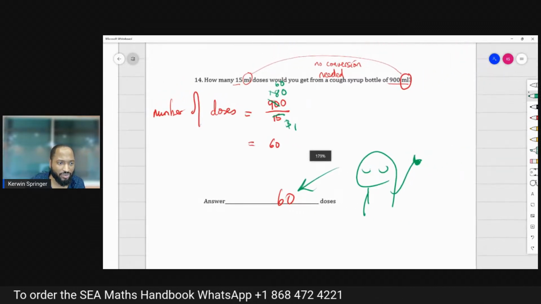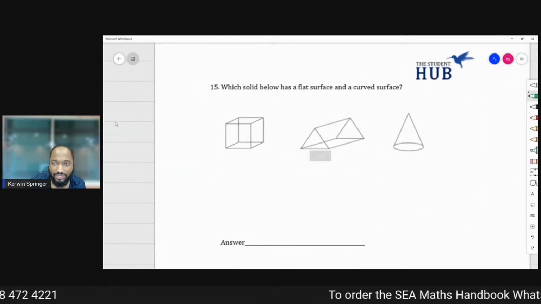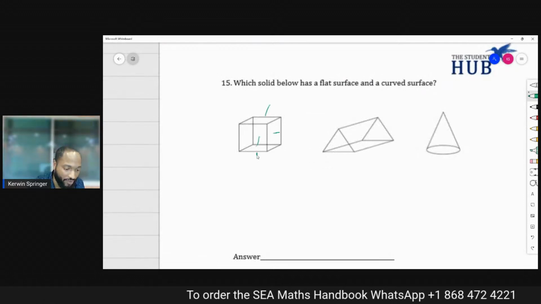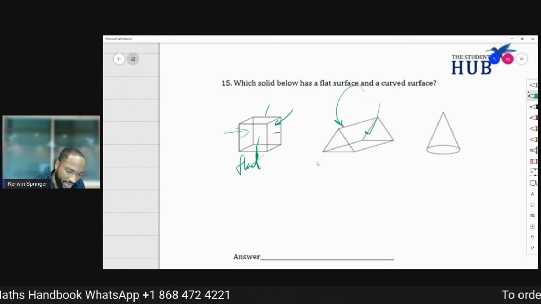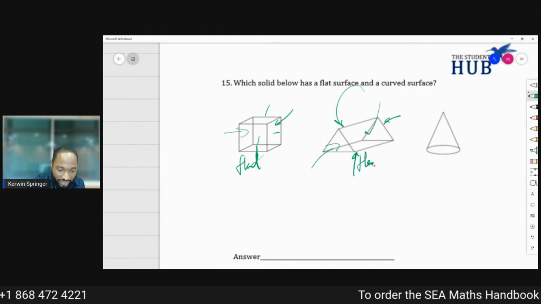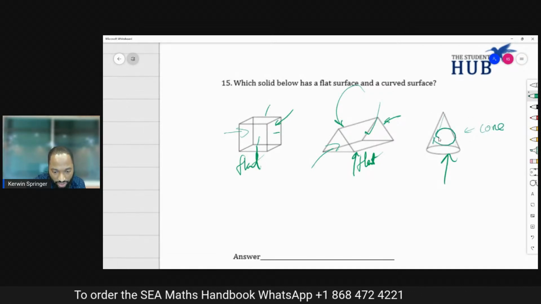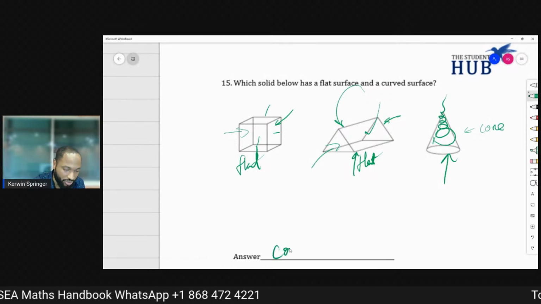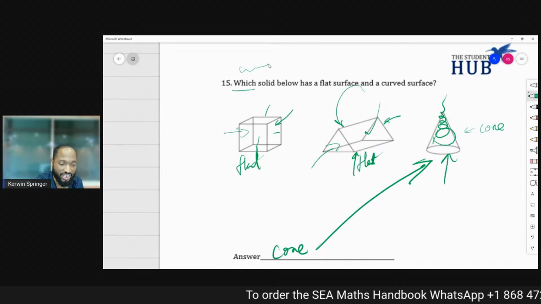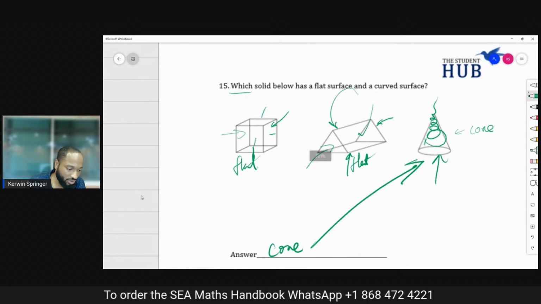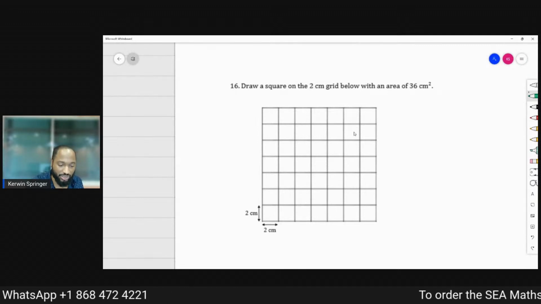All right, so let's go. Cake and ice cream. These first few questions are cake and ice cream. Which solid below has a flat surface and a curved surface? Flat, flat, flat in the back, flat on the side. This is a cone. There's a curviness going all around here. And we're just going to put the cone. Maybe they should say write the name of the solid below. It's a cone. Draw a square on the 2 centimeter grid below with an area of 36 centimeters squared.